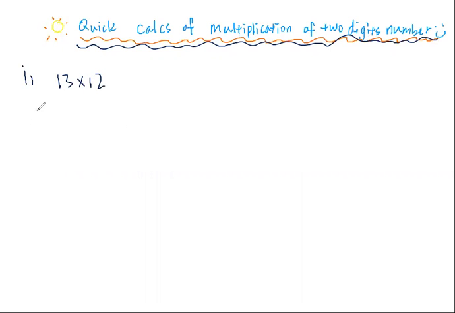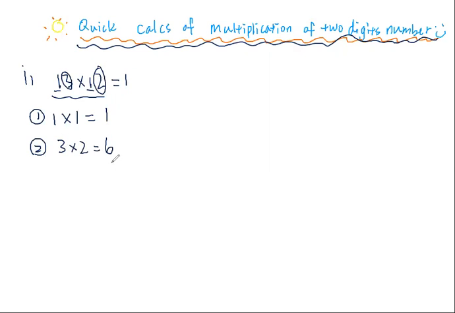The first step, we use 1 multiplied by 1, as the front part of the final answer. So the front part of the final answer is 1, right? And then the second step is to use 3 multiplied by 2. So we could get 6 as the later part of the final answer. So we put 6 here.